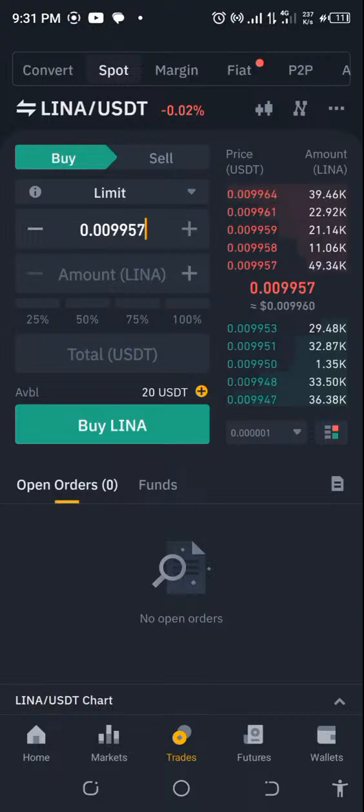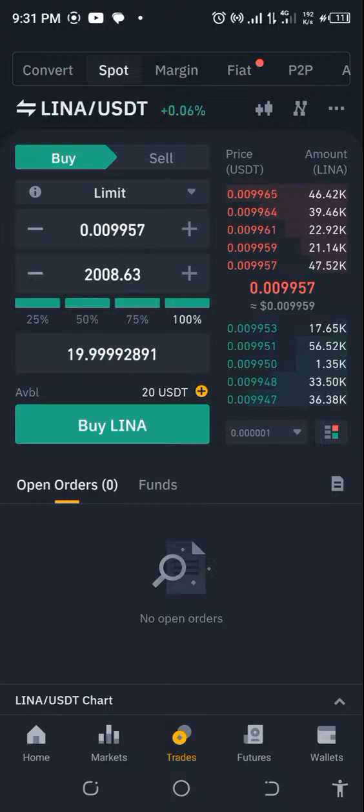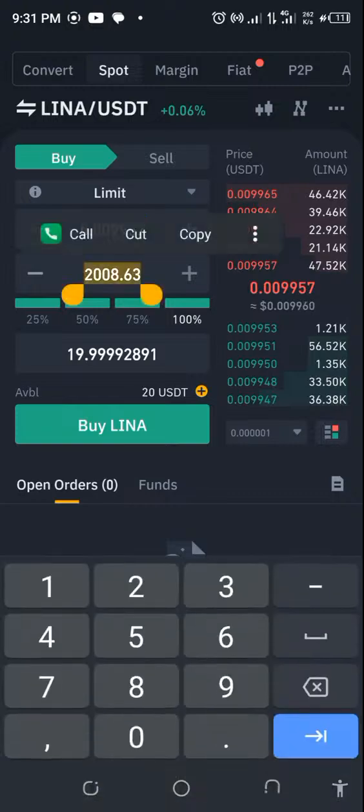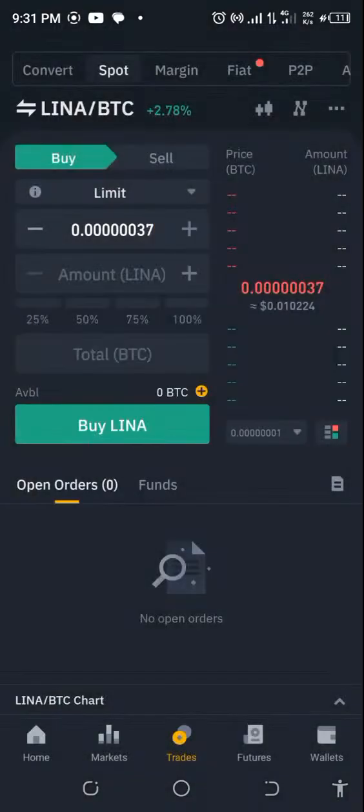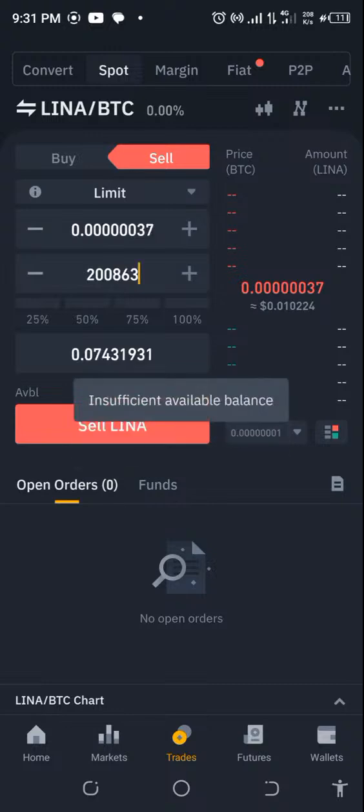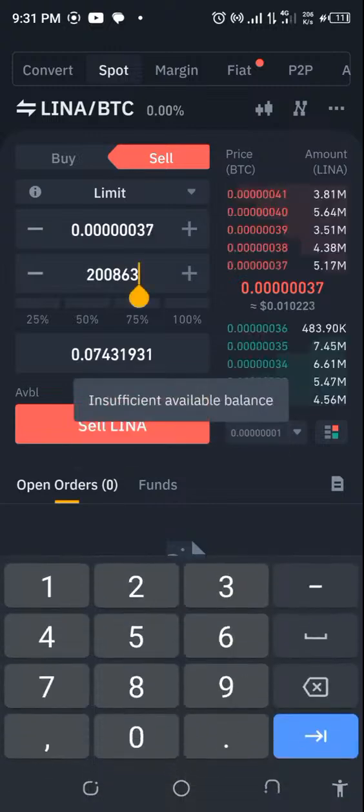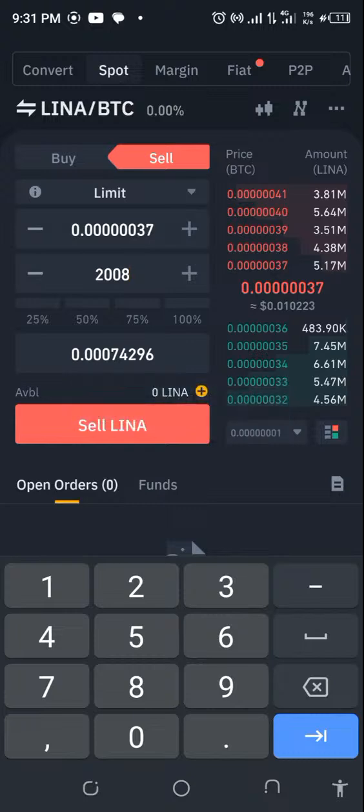All right, so we've got our usual $20, right? So let's do this. What we have here is 2008.63. Let me copy that. And then I'll go over to BTC and try to see if I could sell this. Now remember, Lena doesn't recognize that decimal point. So what we have here now is 0.000742.